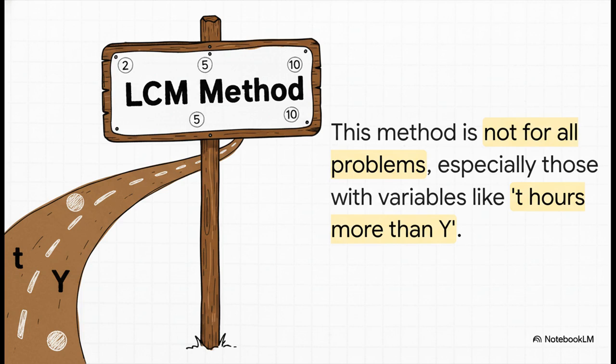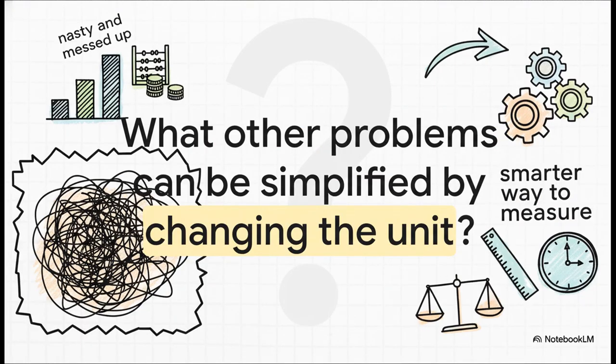Now, I gotta be honest with you, there is one small catch. This method is an absolute beast for any problem with defined numbers, 3 hours, 20 minutes, whatever. But if you get a weird problem with variables in the time, something like x takes t hours more than y, then you might have to go back to the old algebraic way. But trust me, for the huge majority of problems you're actually going to see on a test, the LCM method is your ticket. And that just leaves us with one final thought to chew on.